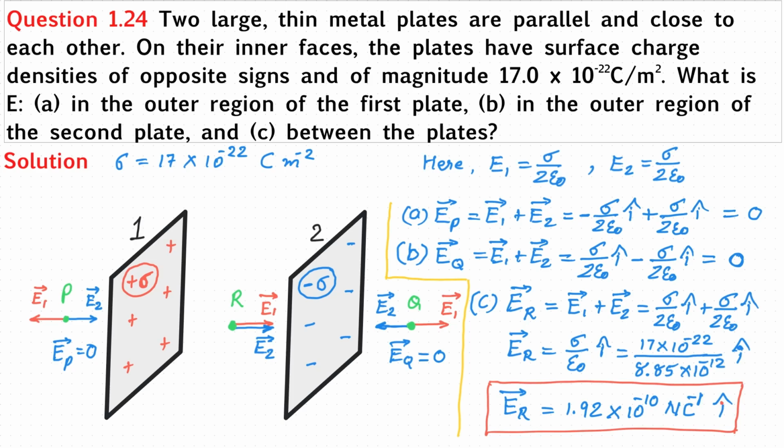Note that this point R can be anywhere between these two plates. It is not required that the point R should be exactly between these two plates. Anywhere between these two plates you put this point R, the electric field is remaining same, because the electric field of these plates, which we have considered as an infinite plane sheet, is not depending on the distance.